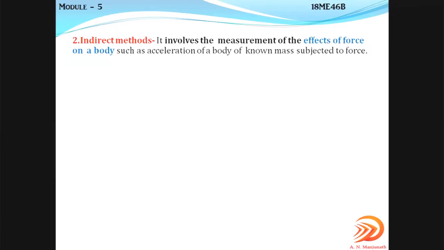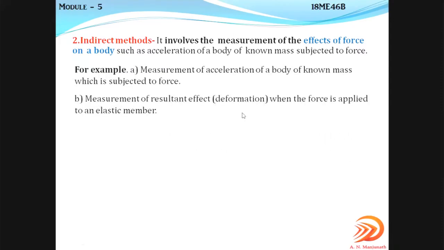So for example, the acceleration of a body of a known mass subjected to a force, that is an indirect method of doing it. See here an example: measurement of acceleration of a body of known mass which is subjected to a force. This is one of the examples of the indirect way of measuring the force.